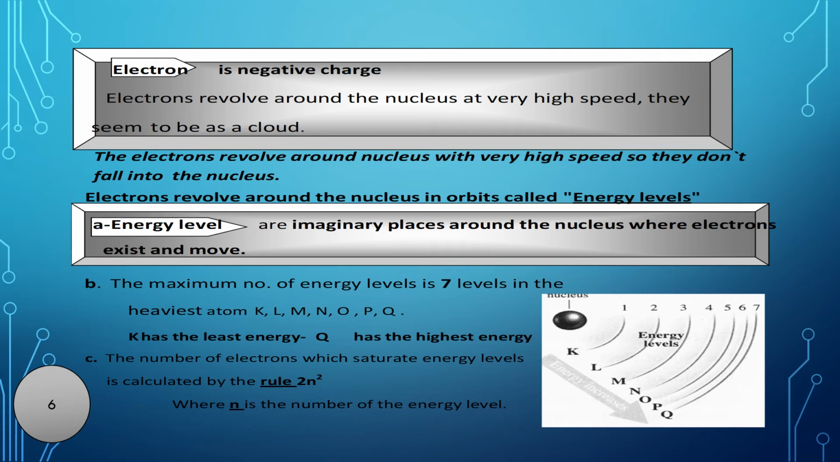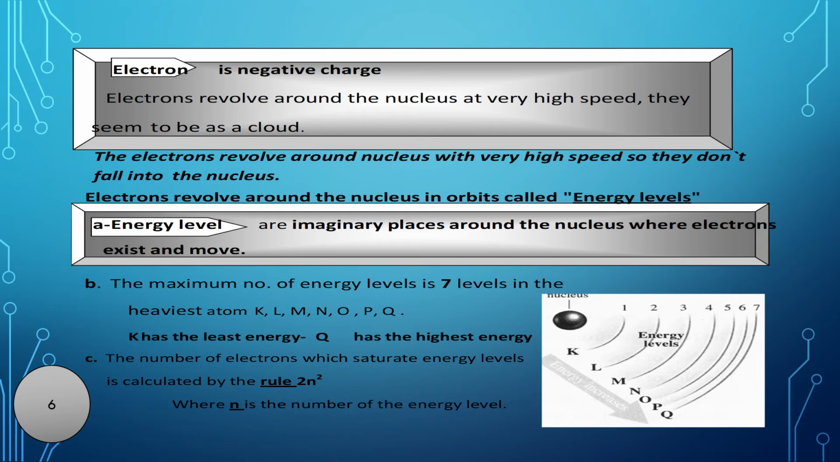So what is the meaning of energy level? They are imaginary places around the nucleus where the electrons exist and move. And the number of energy levels is 7. We have 7 main energy levels that the electrons revolve in, which are called K, L, M, N, O, P, Q. K has the least energy, while Q has the highest energy.